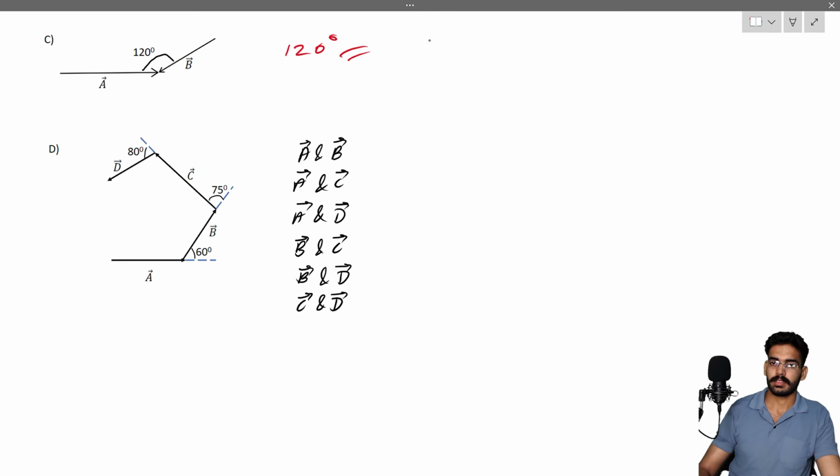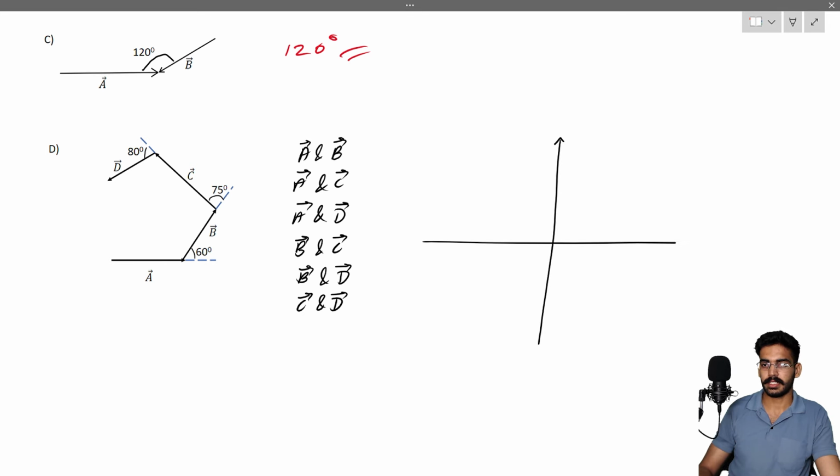Now let's see. Let's draw the axis and parallelly shift all of them, one by one. Now let's first take A. I will keep the tails here. Let me draw. This is my A vector. Now from here, B is pointing towards this point. The angle between A and B is 60 degrees, right? So I can draw B here. The angle between them is 60 degrees.